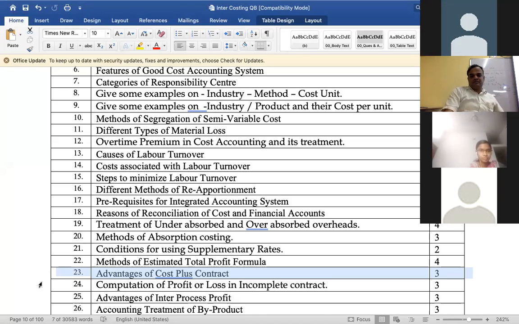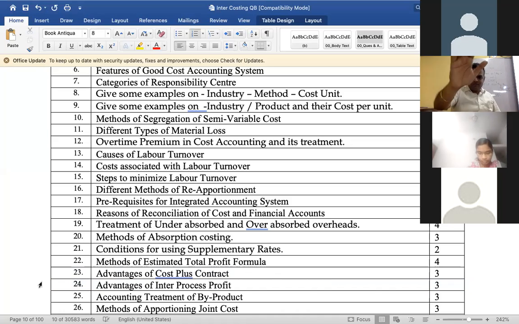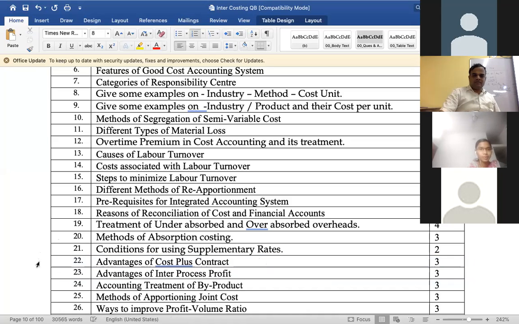Then, for the 24th one, computation of income, not required. Remove it from this. Okay.